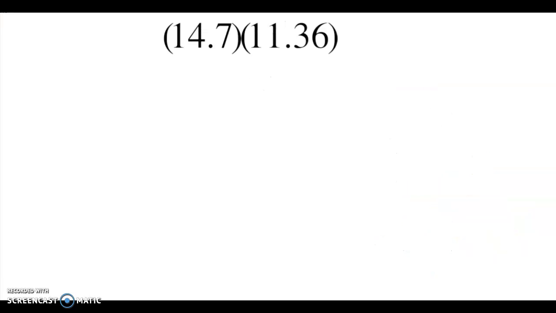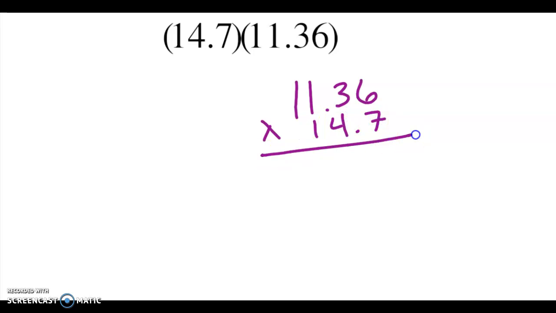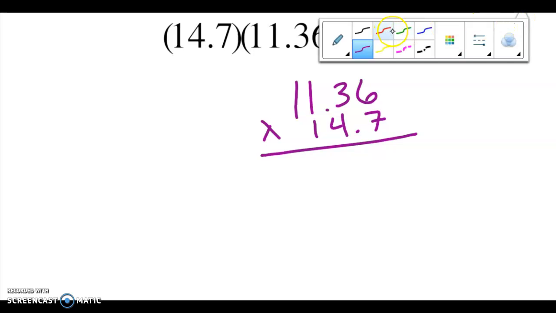All right, let's do one last one. Ooh, those are big numbers. It's okay, it's not a big deal. Let's go ahead and do it. I'm going to put the longer number on top. Remember, this means multiplication. 11 and 36 hundredths times 14 and 7/10. Remember, you don't have to line up your decimals. All right, so let's do it.